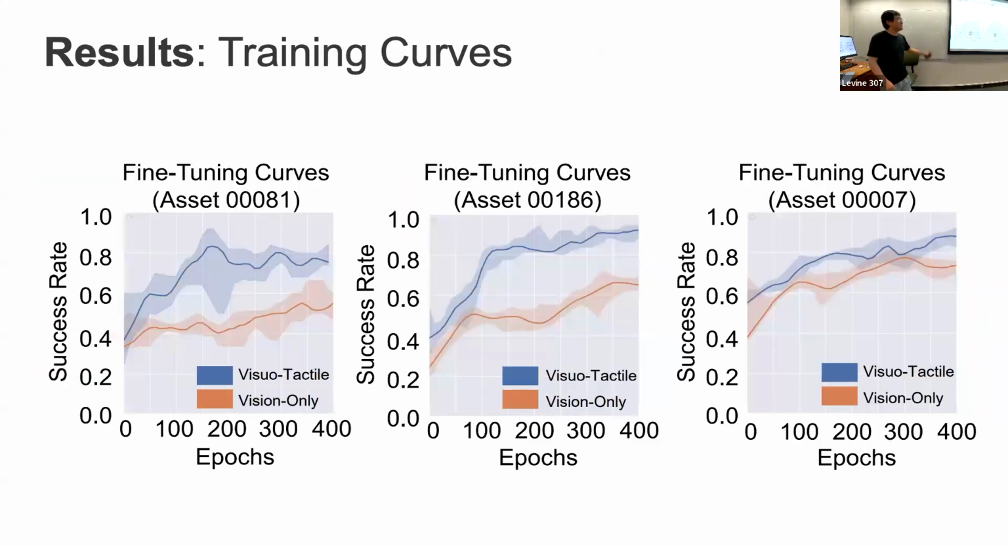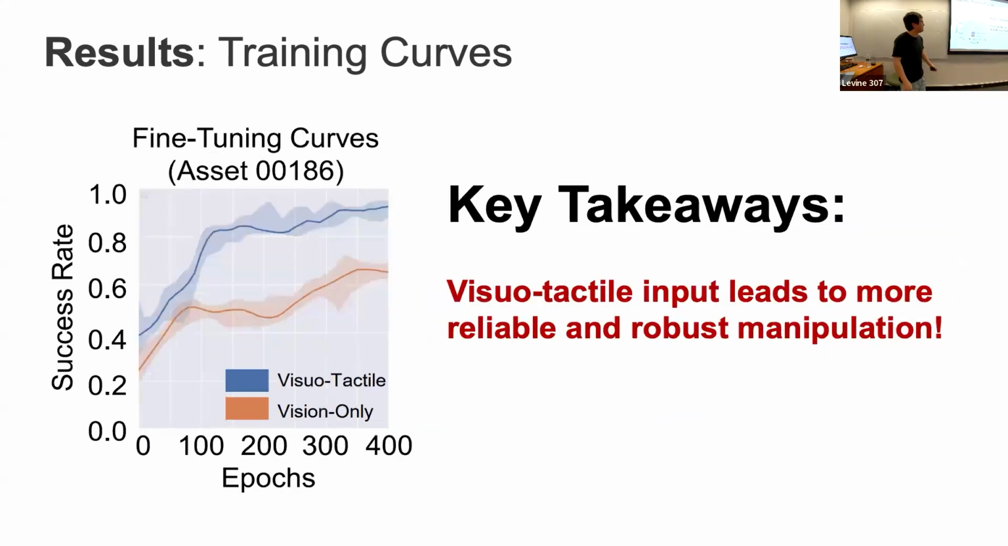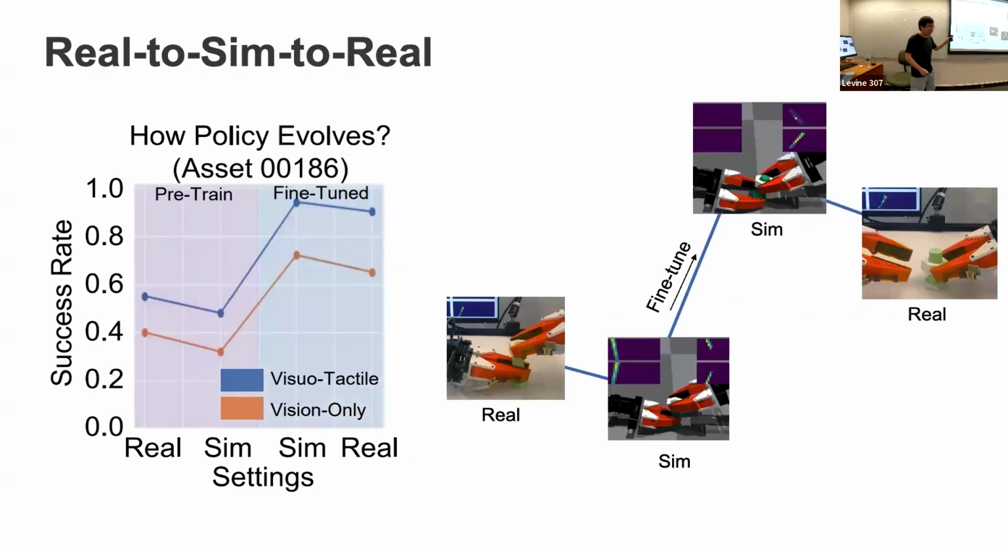Okay. So here are some results, and we can just go through that. The blue line is the tactile curve. It's all happening in the simulation. So we find that with visual tactile representation, the fine tuning can improve the success rate faster. And also in the initial stage, we find the visual tactile policy could have a little bit higher success rate. So the takeaway here: the visual tactile leads to more reliable and robust manipulation.